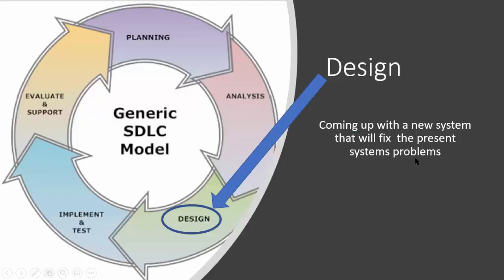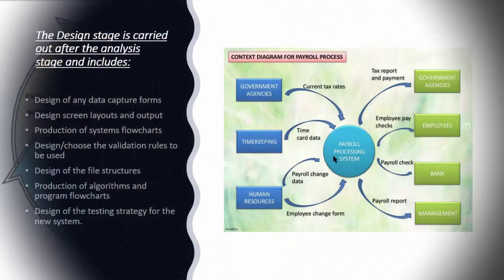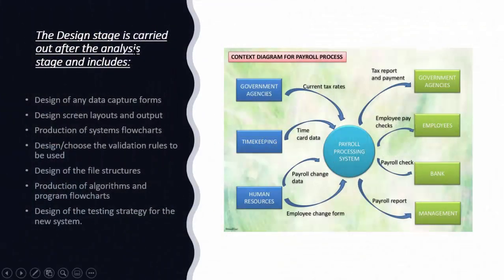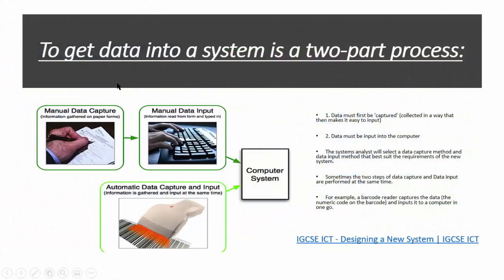Design. Come up with a new system that will fix the present system's problems. So that's the next stage. Now, this comes up, okay? They very often ask what kind of things would need to be designed. And if you just learn these, it doesn't matter if you don't know what file structures are or production of algorithms and flowcharts, there's very often a question about what kinds of things you would need to look at in the design section, okay?